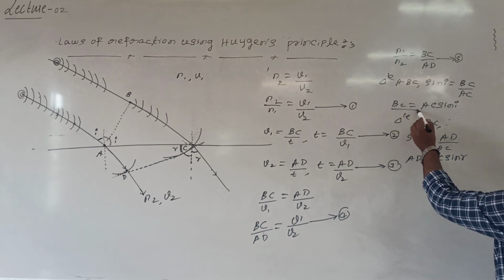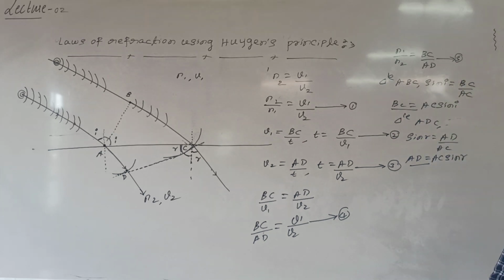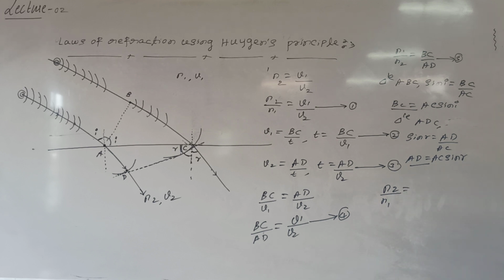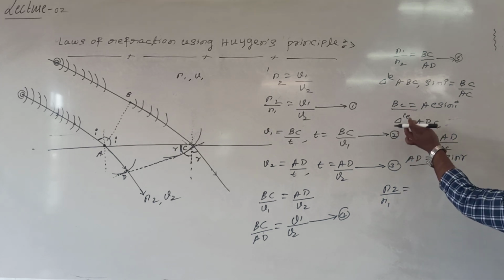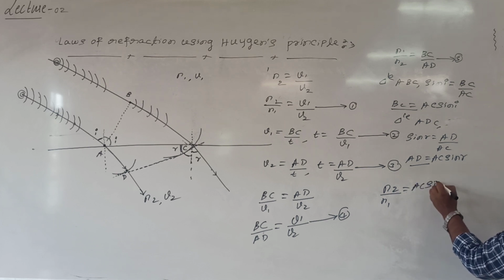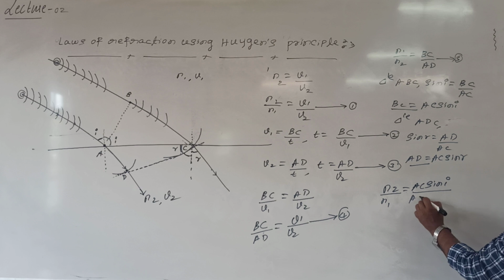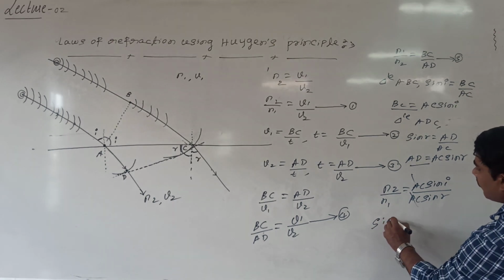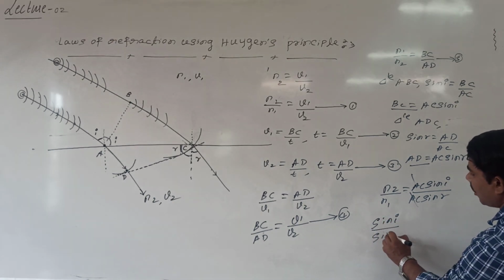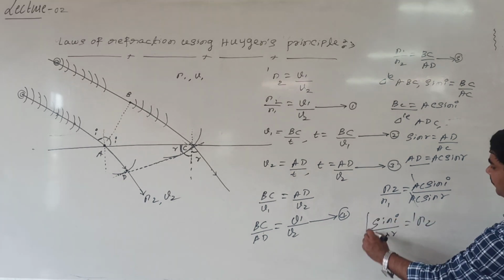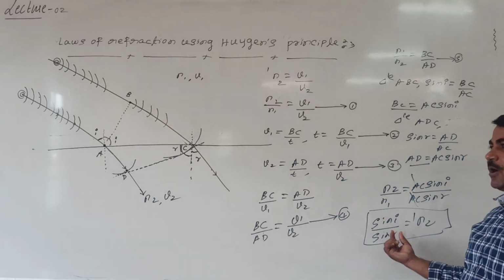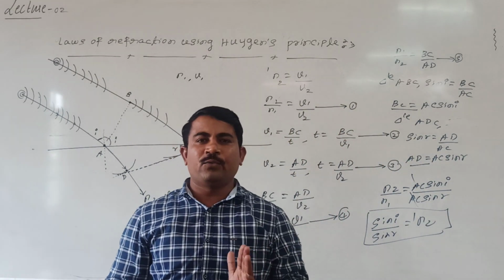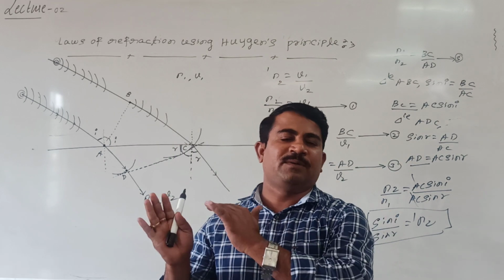Now put the values of BC and AD in equation number 5. What are we getting here? Refractive index of the second medium with respect to the first medium is equal to BC, which is AC sine i, divided by AD, which is AC sine r. AC, AC get cancelled. Then sine i divided by sine r, the ratio of sine of angle of incidence to sine of angle of refraction, is constant. This law, what are we calling? This law we call Snell's law of refraction. So using Huygens principle, we can prove the law of reflection and we can prove the law of refraction.